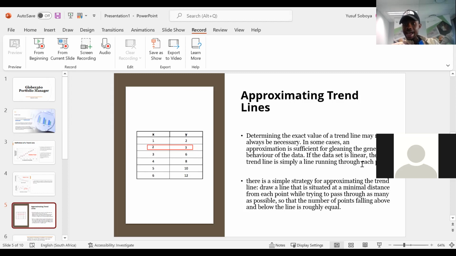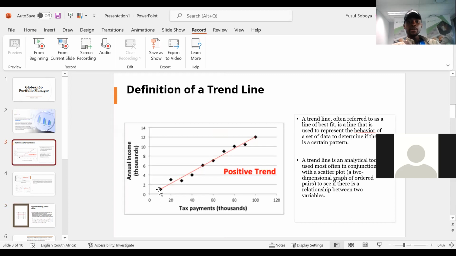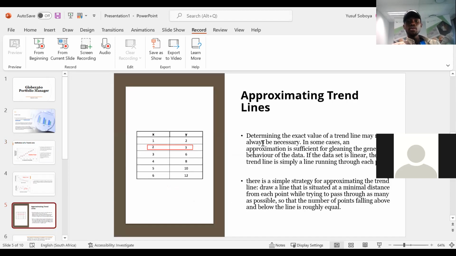If the data set is linear, the trend line is simply a line running through each point. So as you've seen, let's say on this point, it's simply running from this point to another point, back to this point, to an upper point, like that. Once you identify the trend, it doesn't just shift from the trend that you are following until it shows you a certain signal to say that this is the end of the trend and now it's forming a different trend.